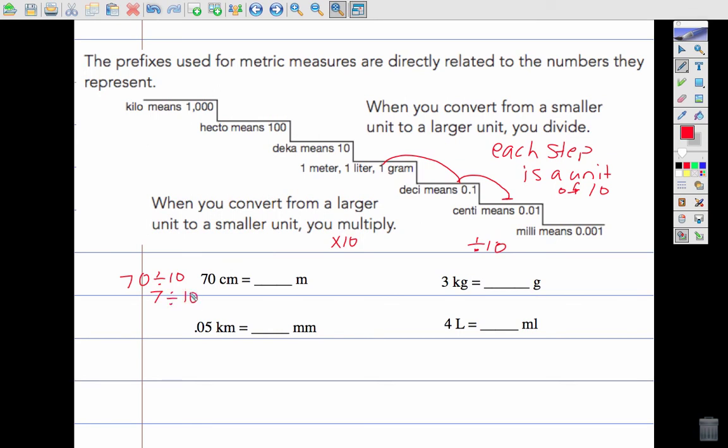And then I have to do 7 divided by 10, and that's going to give me 0.7. So I'm going to have 0.7 meters. And that's how we would leave that. That's how we would write that conversion.